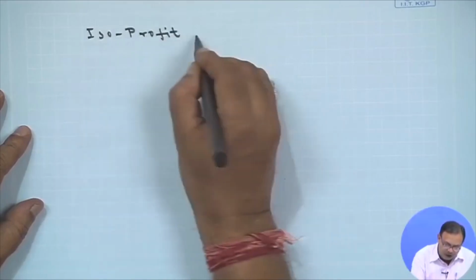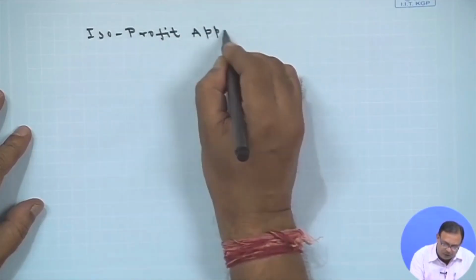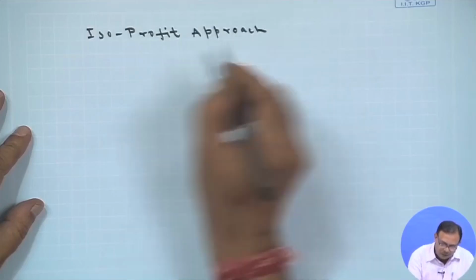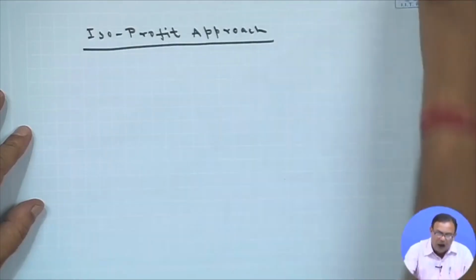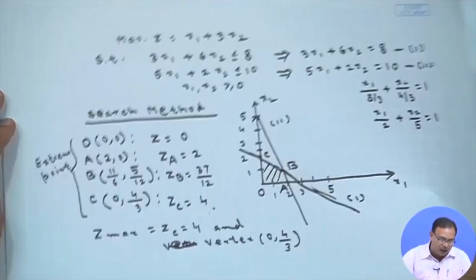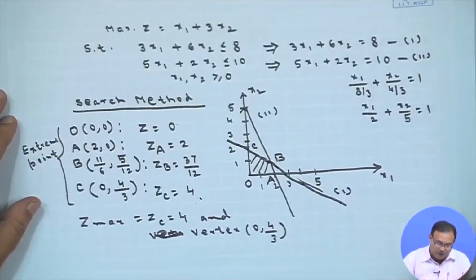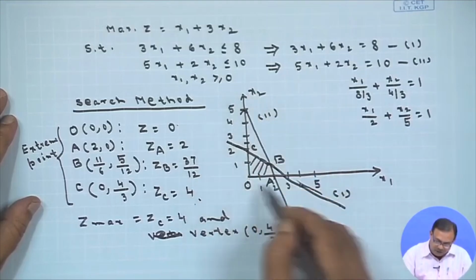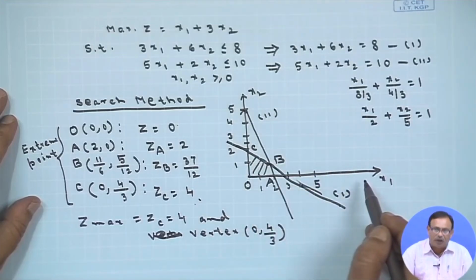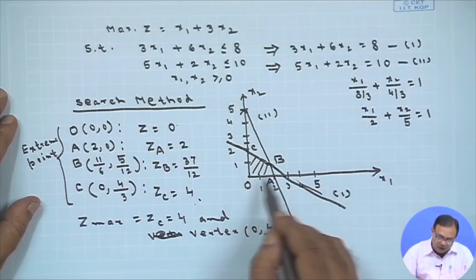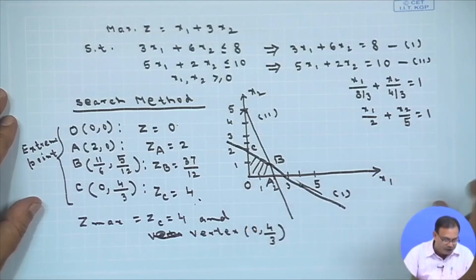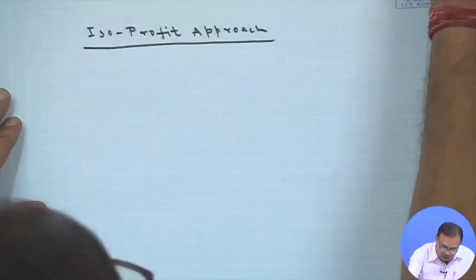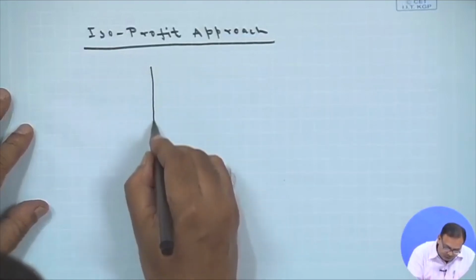So, next one is the isoprofit approach. In the isoprofit approach, as I mentioned earlier, the first 2 steps are the same, that is you draw the same figure, and from the same figure you find out the extreme points. So, I am just drawing once more the figure.